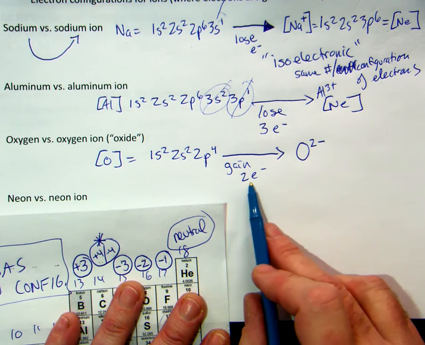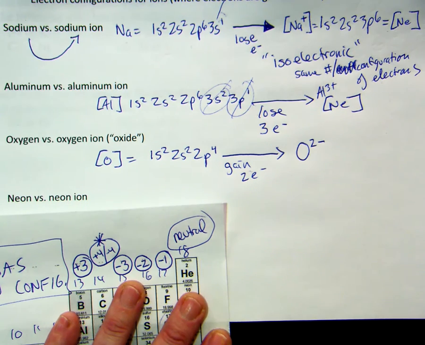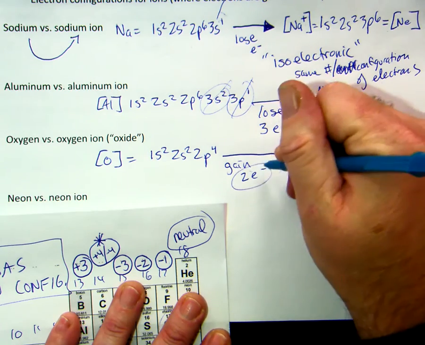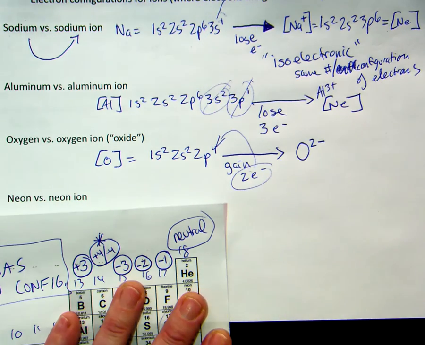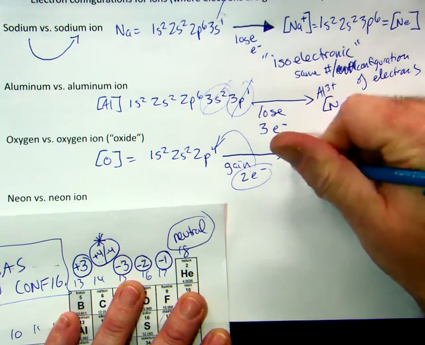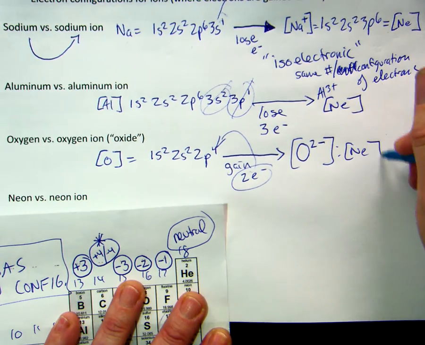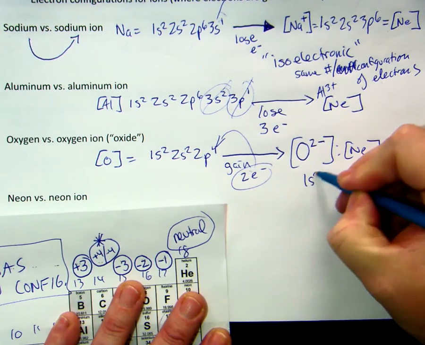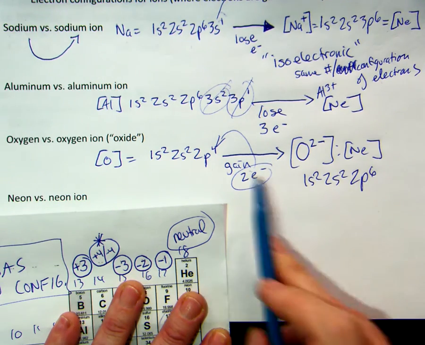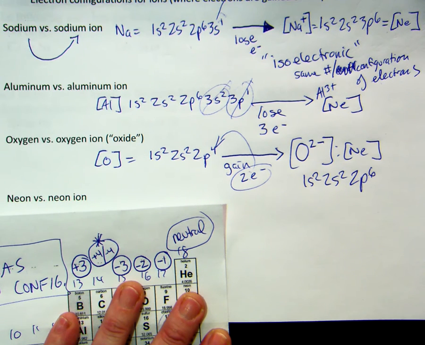Okay, so the question is, if you gain electrons, you have to put these electrons into the orbitals. Before, we were removing them, but now these 2 electrons have to be put into those available p orbitals. So the oxygen ion would be the same as neon. In other words, it would be 1s2, 2s2, 2p6, where this 4 got these extra 2 electrons and turned into a 6.